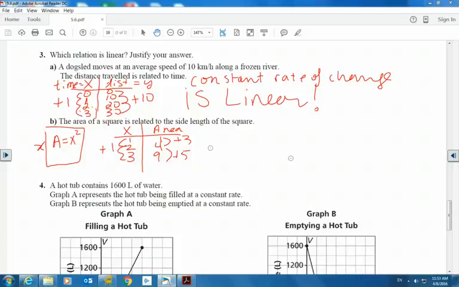So since the area is not increasing by a constant rate, this is not linear. Not linear. Area does not go up by a constant value.